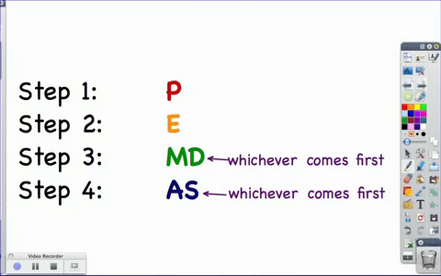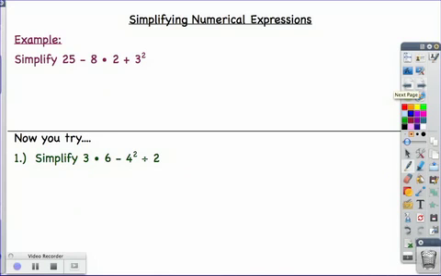Let's do an example together. Simplify 25 minus 8 times 2 plus 3 squared. When showing your work, please be nice and neat and circle each step as you go along. So I read the question and I look to see if there's anything that falls under step 1, parentheses. Since there aren't any parentheses, I move on to step 2, or exponents. I circle the 3 squared. I then simplify 3 squared to be 9 and recopy everything else so I keep my work nice, neat, and organized.